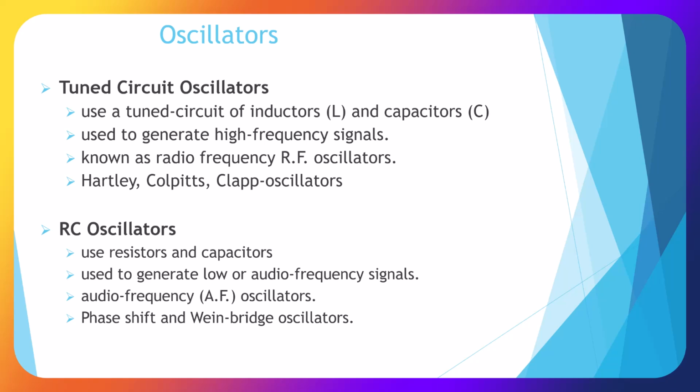A tuned oscillator includes inductors and capacitors. They're used to generate high-frequency signals, also known as RF oscillators, and they include Hartley, Colpitts, and Clapp oscillators. RC oscillators use resistors and capacitors to generate low-frequency or audio frequency signals. Phase shift and Wien bridge oscillators are included in the RC.